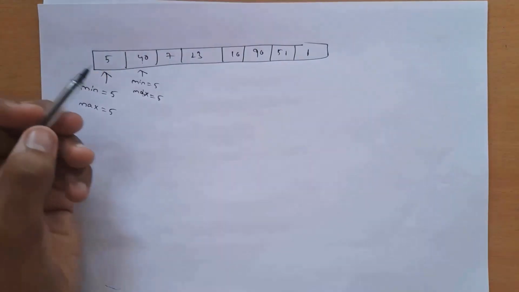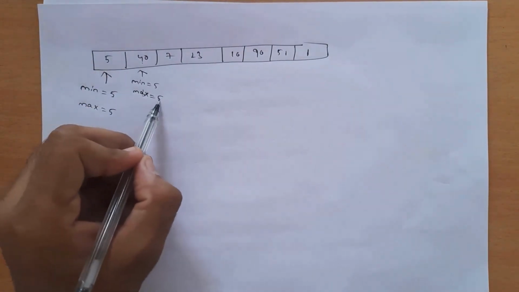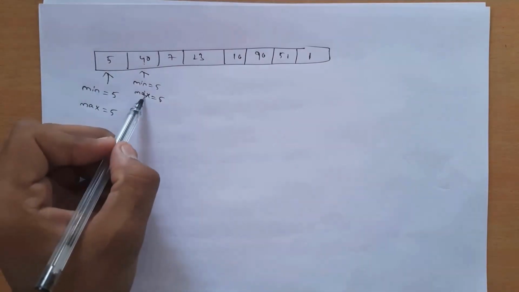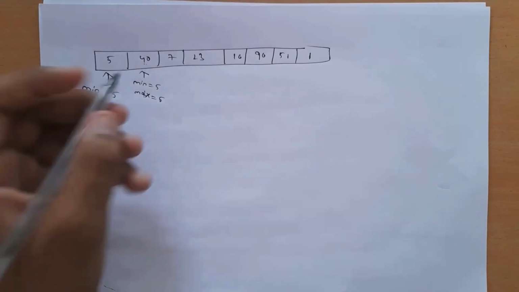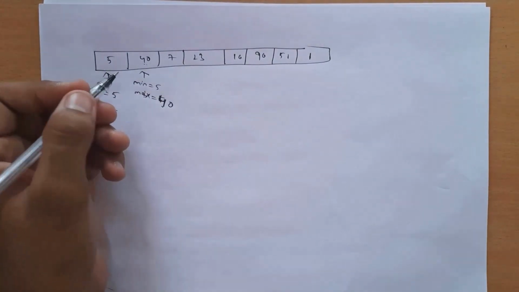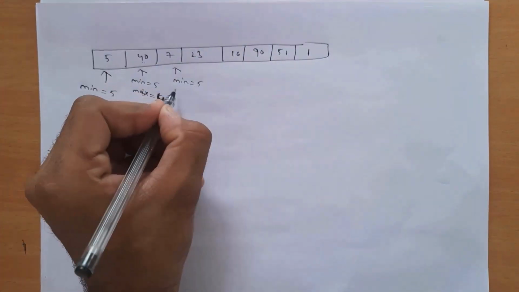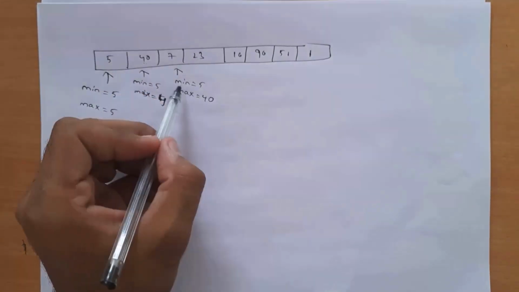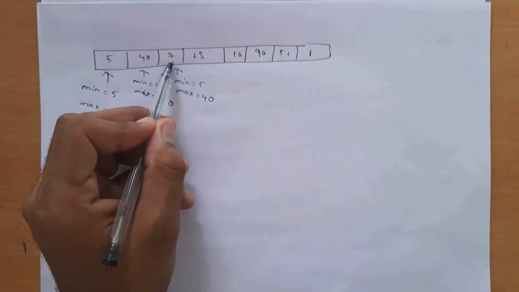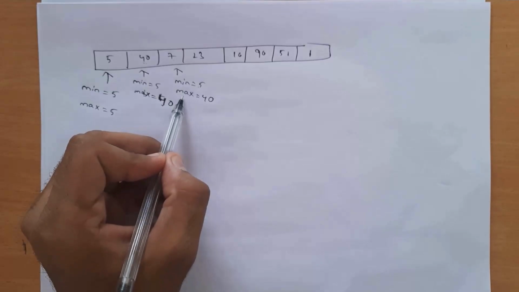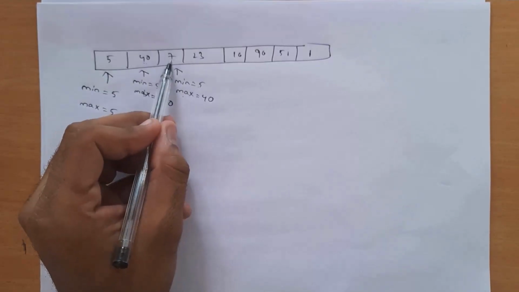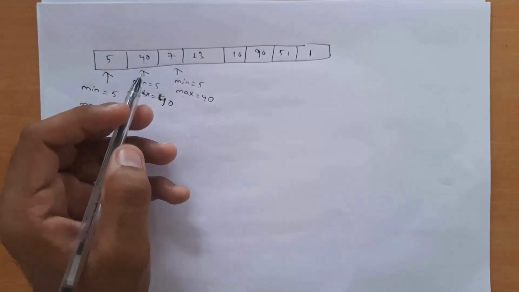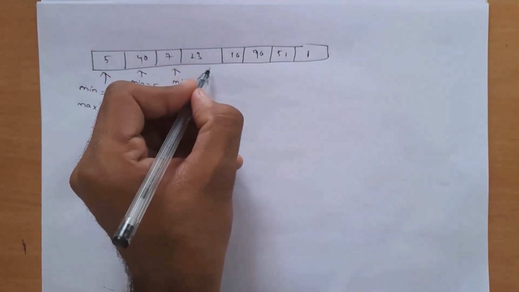Move to the next step. Here minimum element is 5 and maximum element is 5. But maximum is the highest element. So when compared to 5, the highest element is 40. So replace this 5 with 40 and go to the next step. Here minimum element is 5 and maximum element is 40. Minimum is the smallest element. When compared to 7, 5 is smaller. Similarly, maximum means highest element. When compared to 7, 40 is highest. So don't change, keep it as it is and go to the next step.